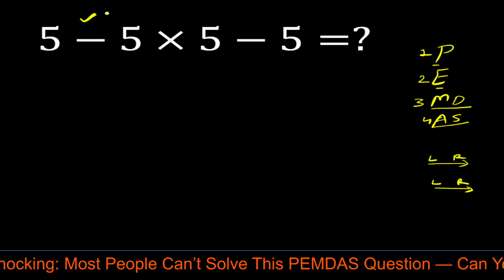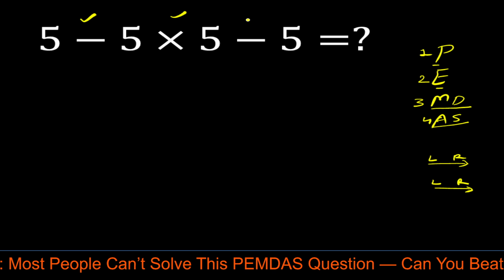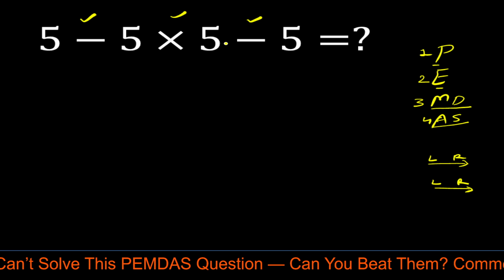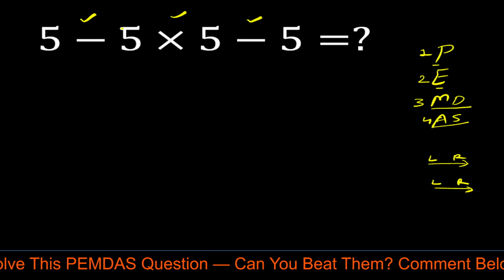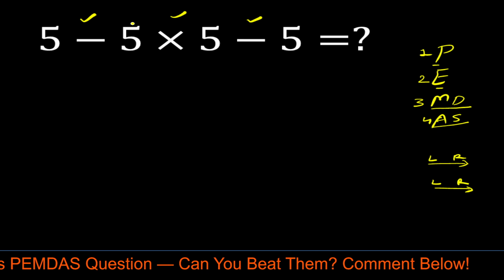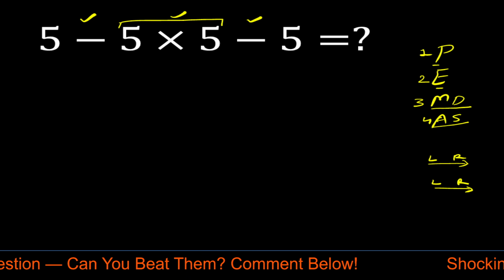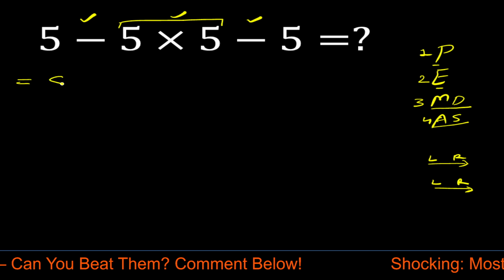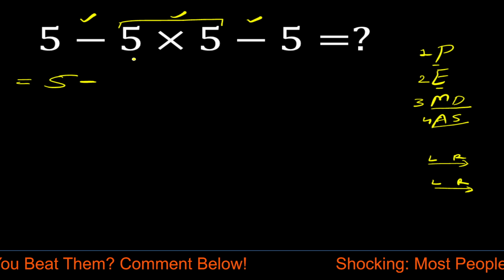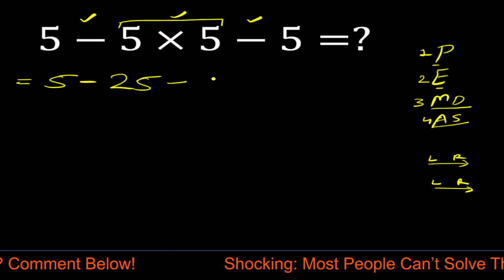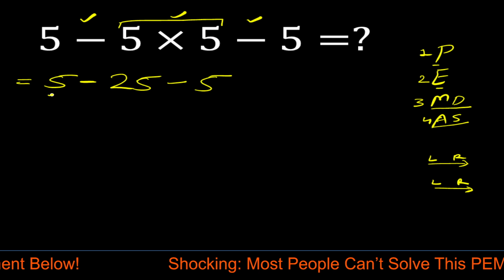In this question, here we have one subtraction, here multiplication, and here we have one another subtraction, right? So according to PEMDAS rule, first we have to solve multiplication, then we have to solve subtraction. So first we have to solve this multiplication, right? So now 5 minus, now solve this multiplication, 5 times 5 is equal to 25 minus 5.